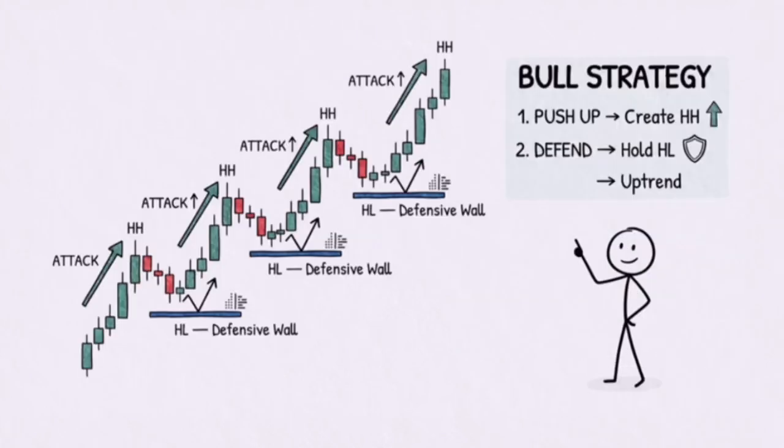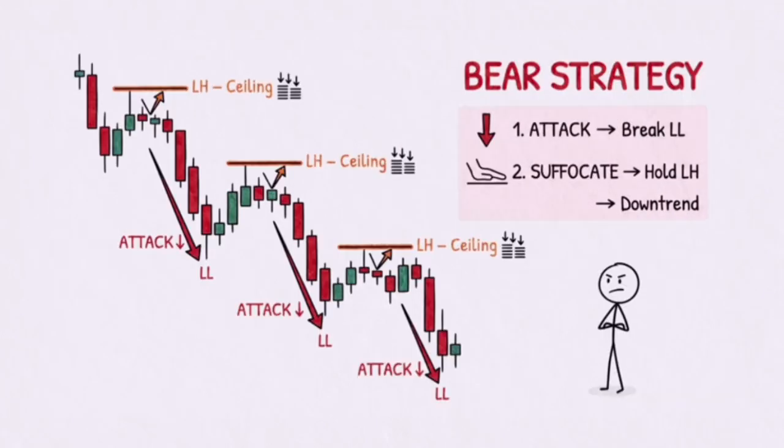The bull strategy is simple. Push up and defend. They use aggressive market buy orders to push price higher. And then they defend at every structural low, every higher low. Clusters of orders pile up. Limit buys, reactive market buys, algorithms, all sitting there waiting. Every time price pulls back to these levels, that concentrated demand catches the fall and bounces it back up. The result, higher lows. The defensive walls keep moving up. That's an uptrend.